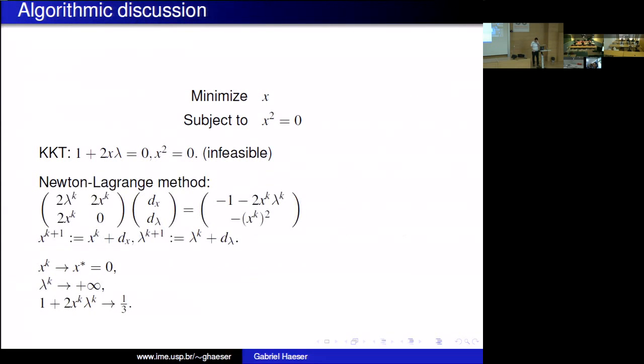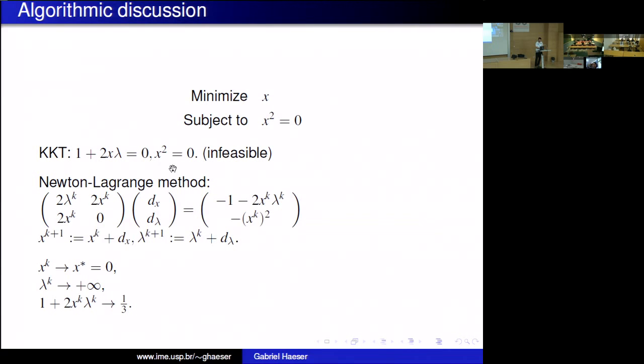Okay, so considering this same simple problem, now with the equality constraints, but it's as easy as the previous one. And I want to study what a well-known algorithm will do here. So the algorithm is the following. I will look at the KKT conditions for this problem.